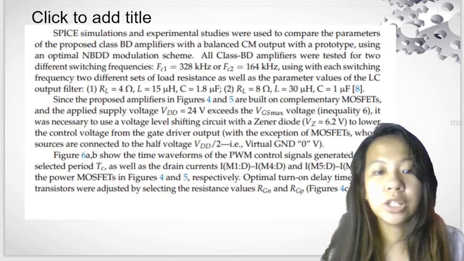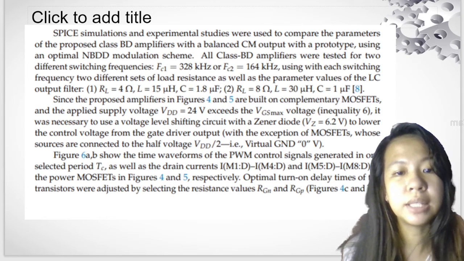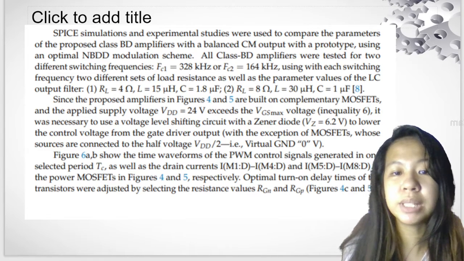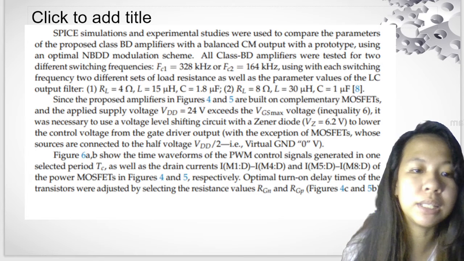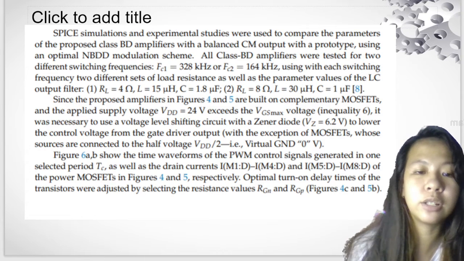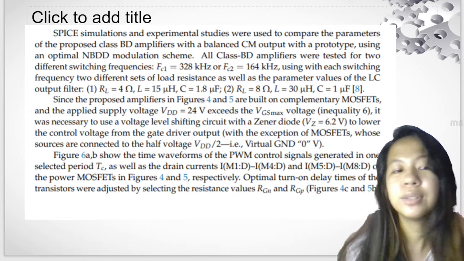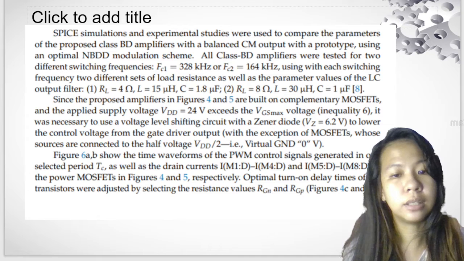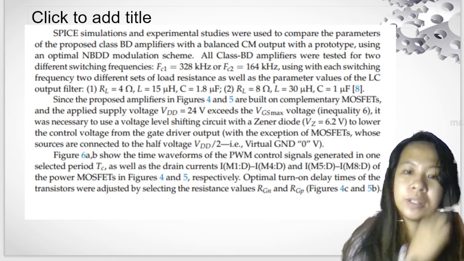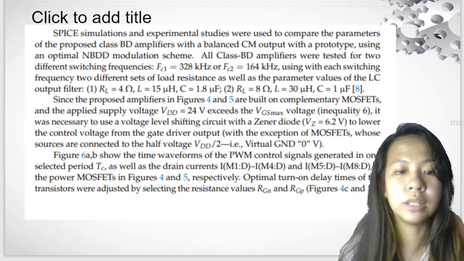And now, SPICE simulations and experimental studies are used to compare the parameters of the proposed Class BD amplifiers with the balanced CM output in the AV prototype. Using the optimal NBDD modulation scheme, all Class BD amplifiers were tested for two different frequencies: f_C1 equals 328 kHz and f_C2 equals 164 kHz. With each switching frequency, two different sets of load resistance as well as parameter values of the LC output filter were used. In number 1, R_L equals 4 ohms and L equals 15.